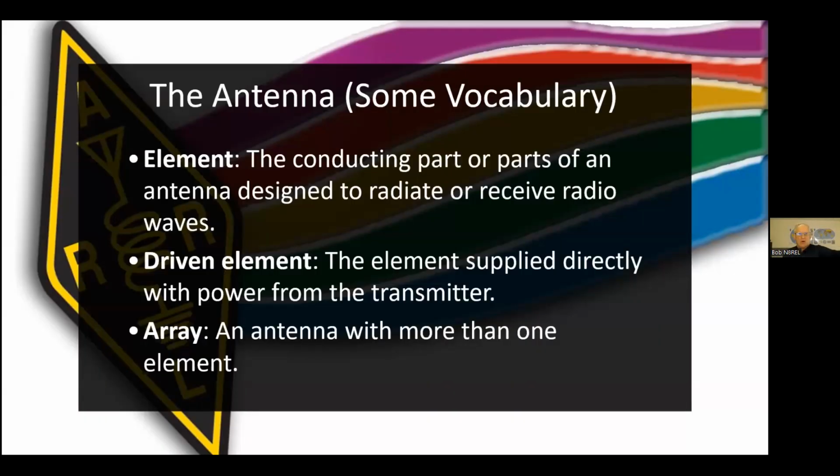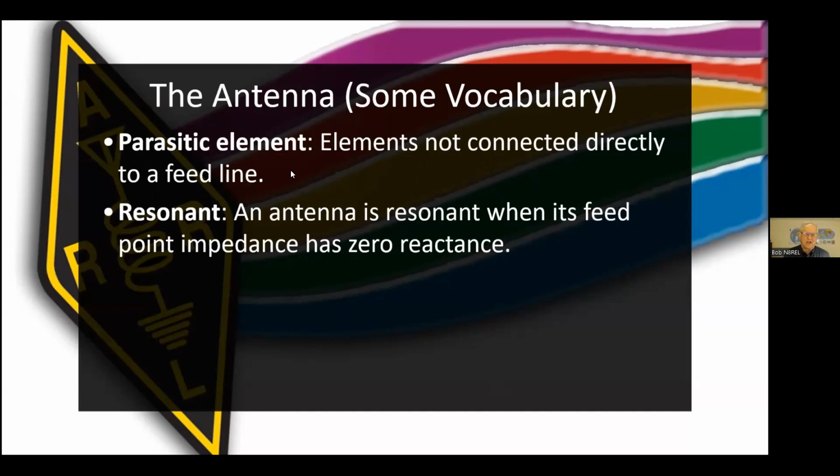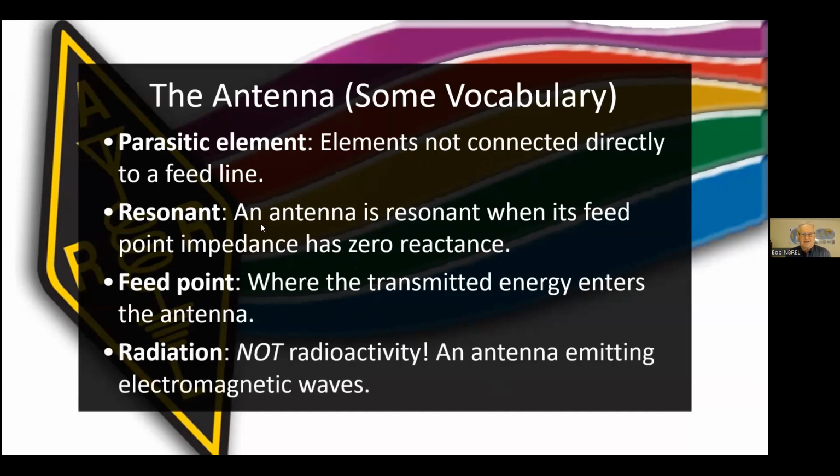Okay, so we talked about the elements. We talked about the driven element, the one that is connected to the transmitter, and then there's something called an array, and that's when you have more than one antenna all doing the same thing. And I told you the parasitic elements, those are the ones that are not connected to the coaxial cable. It's something like a magnifying glass. It takes your radio wave and focuses it in beams, sort of.